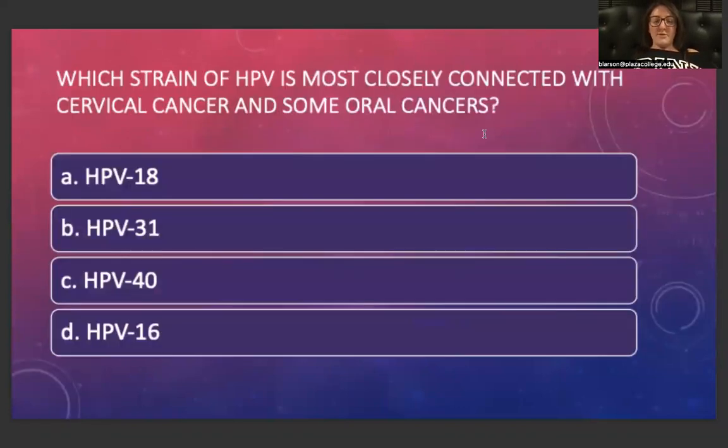Which strain of the HPV is closely connected with cervical cancer and some oral cancers? HPV 18, HPV 31, HPV 40, or HPV 16? The answer to this is HPV 16.